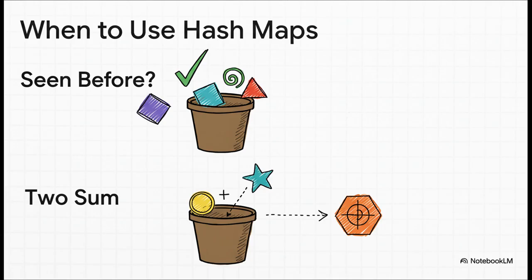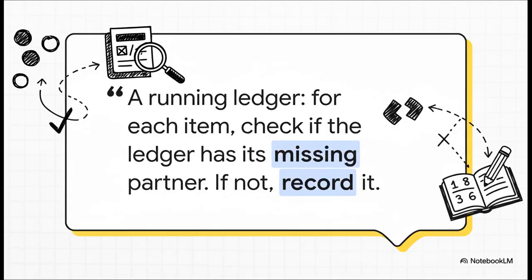A hash map makes this incredibly easy. This analogy explains it perfectly. As you walk through your list of numbers, you're looking for a partner for each one. It's complement. So you check your ledger, that's the hash map, to see if the partner you need has already been seen. If it has, boom, you're done. If not, you just add the current number to the ledger, so it can be a partner for some number you see later. It's just one simple pass through the data.